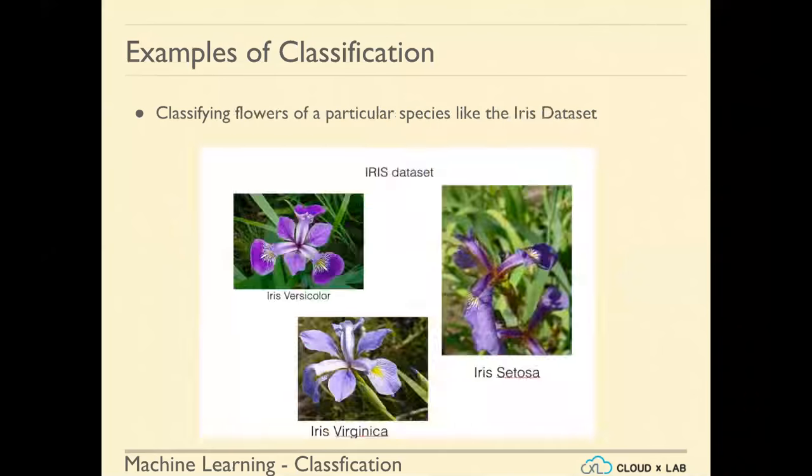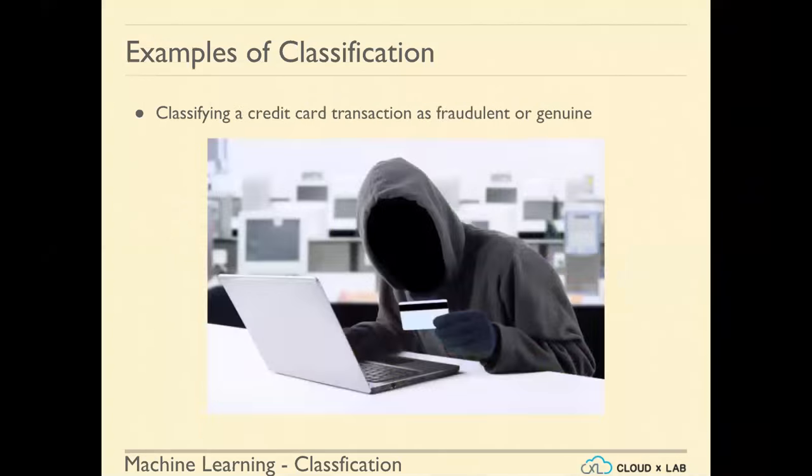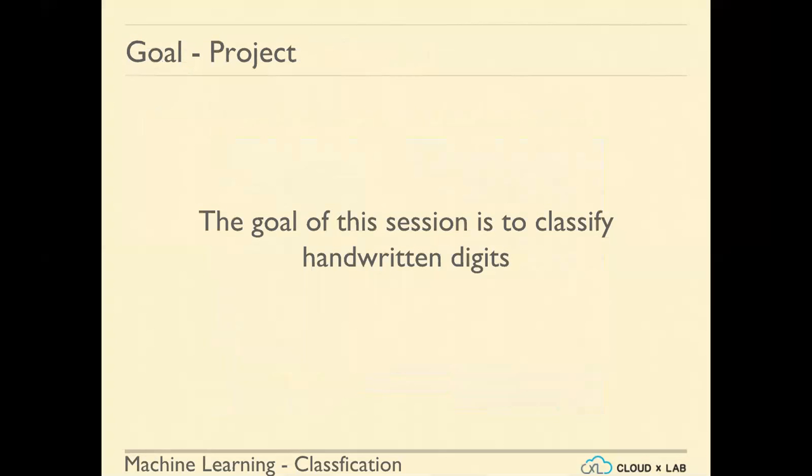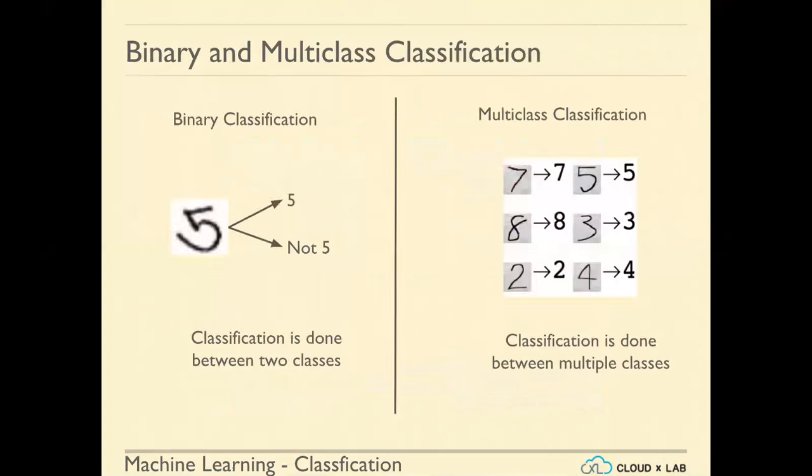So there are many examples, like spam filter, iris identification, credit card fraud detection, and face recognition. We are going to start with classifying handwritten digits. There are two basic classifications, binary and multi-class. Binary means we want to say that something is X or not. Let's say given an image, we have to identify whether it's 5 or not 5. This is called binary classification. Multi-class classification is when we put more than two classes. Binary means there will be two classes.